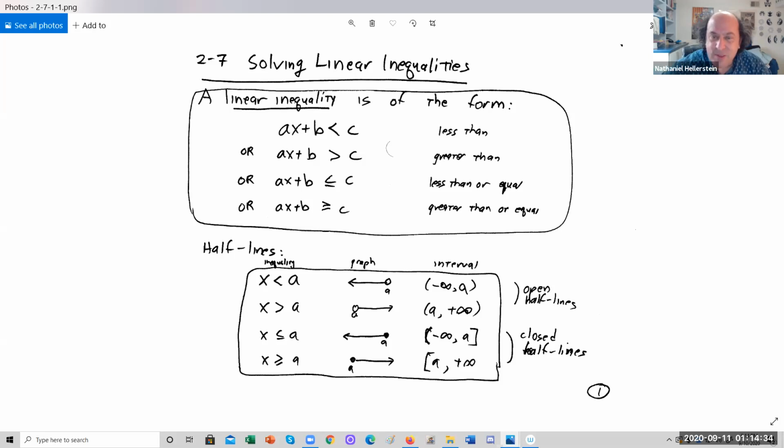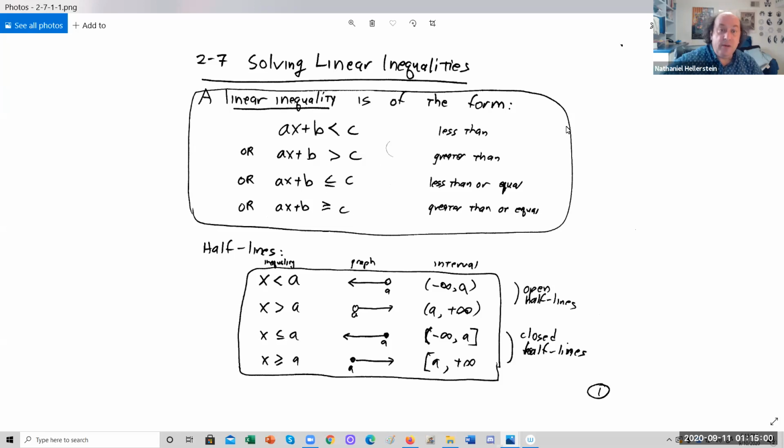All right, 2.7, we're solving linear inequalities. A linear inequality is of the form ax plus b less than c, or greater than c, or less than or equal to c, or greater than or equal to c. If there was an equal sign in the middle, it would be a linear equality. But here we replace that sign with a less than sign, a greater than sign, a less than or equal sign, or a greater than or equal sign.